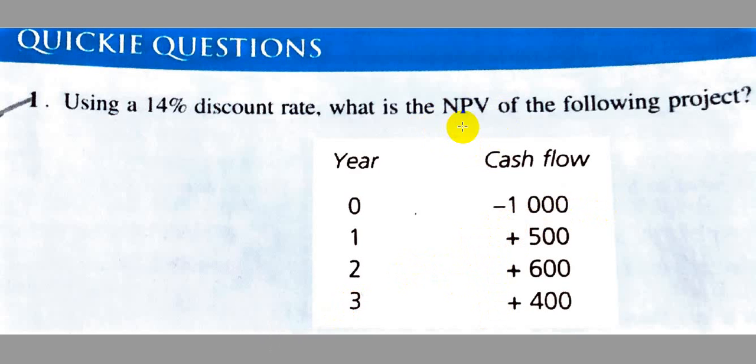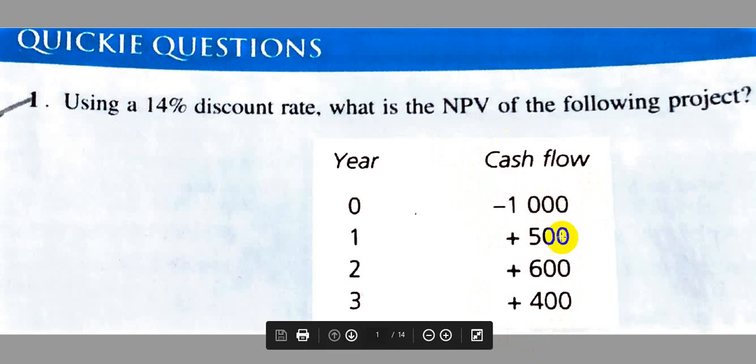The present value is the amount of each of the flows multiplied by the factor at 14% discount rate. The net present value represents all inflows minus all outflows, or the opposite, all outflows minus all inflows.